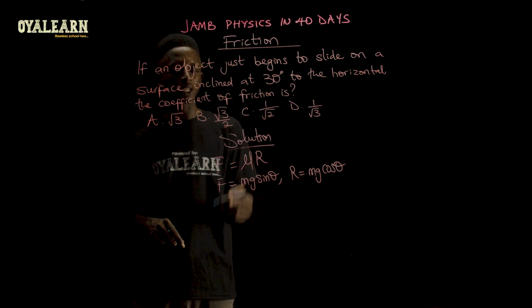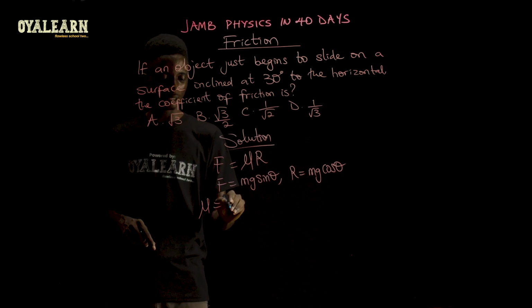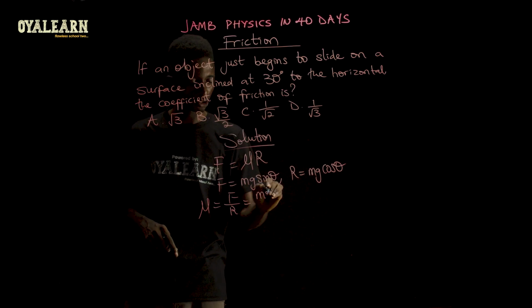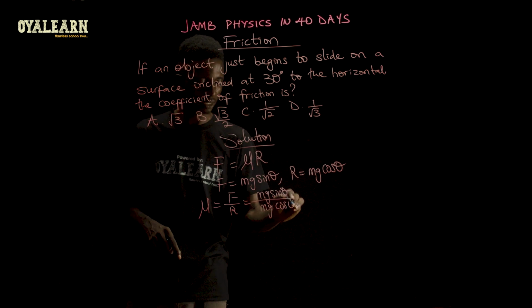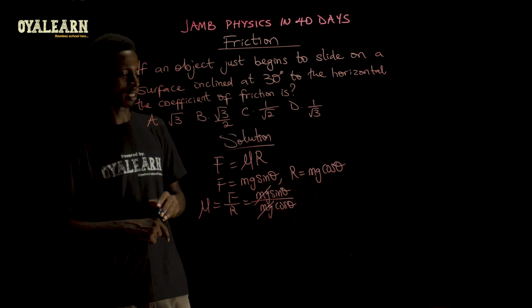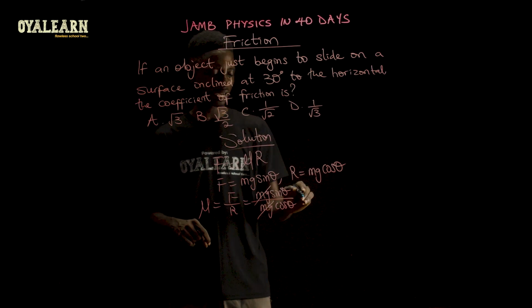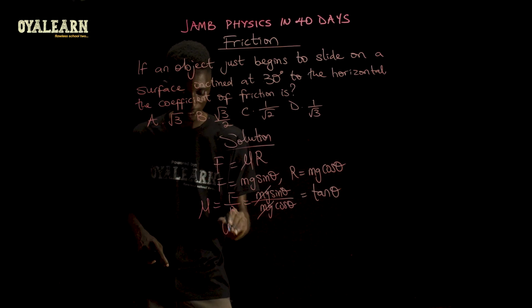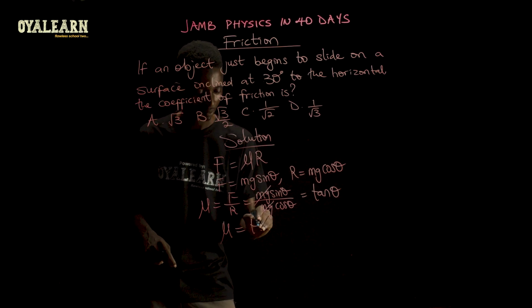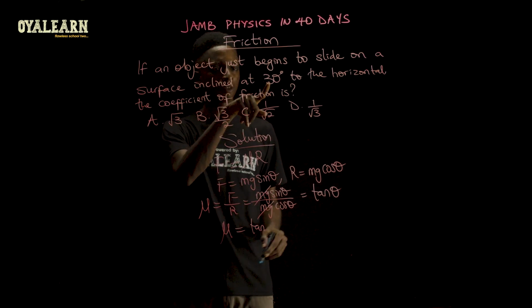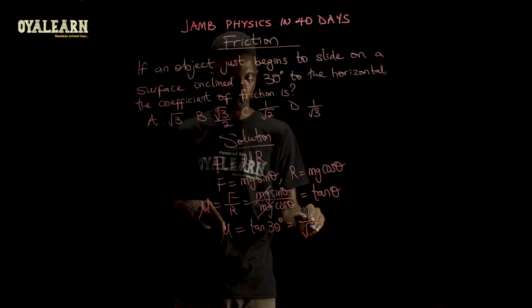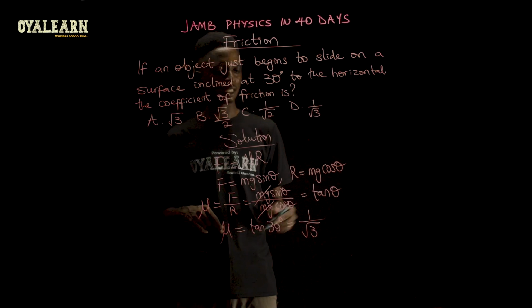So if we are looking for the coefficient of friction here, this will be given as F over R, which is mg sine theta over mg cos theta. So you see mg cancels mg. So we have sine theta over cos theta, which is the same thing as tan theta. So let's find tan theta. Theta is 30 degrees, and this will give you 1 over root 3. So the correct option is option D.